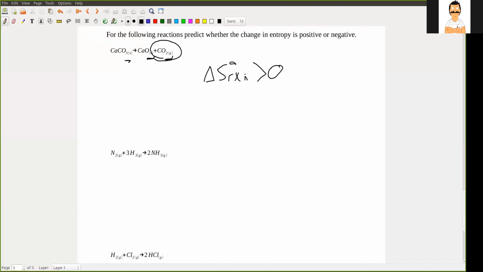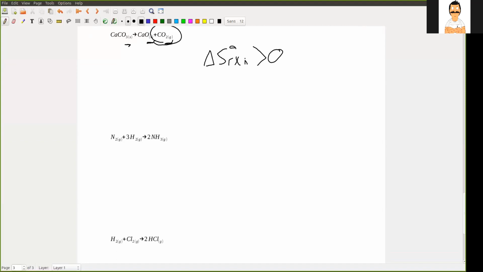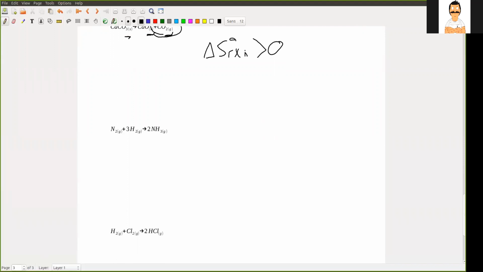So for the next one, we have diatomic nitrogen plus diatomic hydrogen yields 2 moles of ammonia. The number of moles of gas on the left-hand side are 1, because there's an implied 1 in front of there, plus 3. So the moles on the left-hand side are 4 total versus only 2 on the right-hand side. So the moles of gas are decreasing in this reaction as it is written.